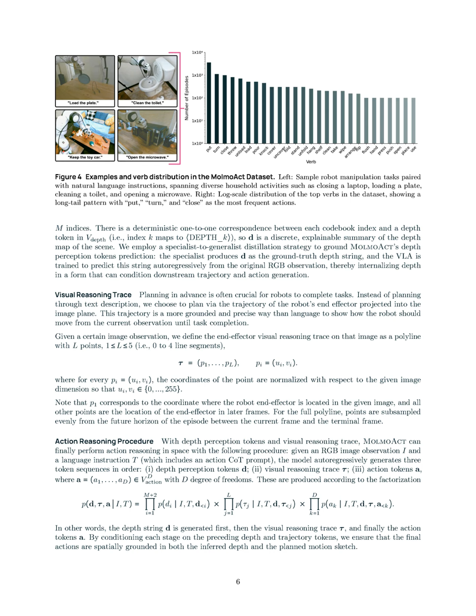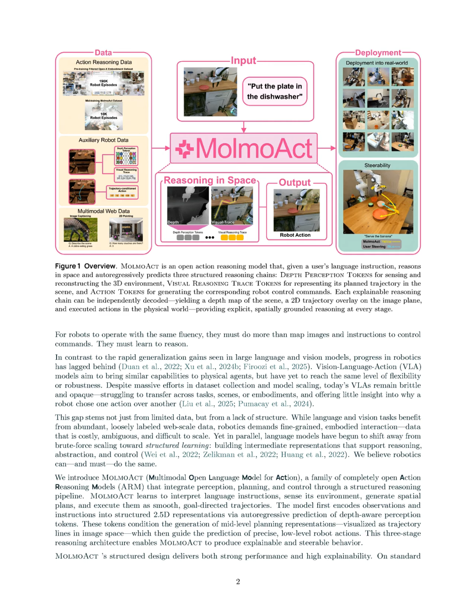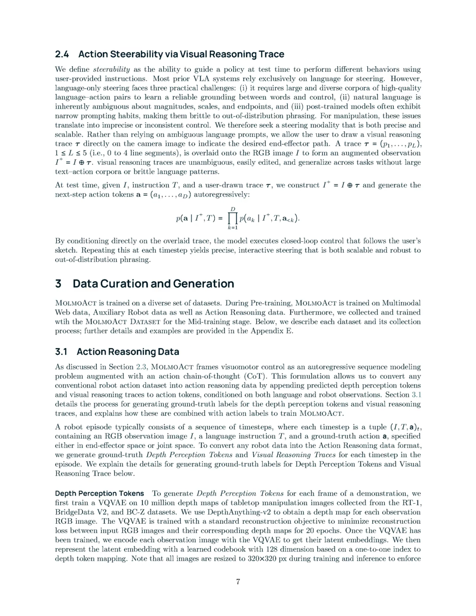Next, it produces a visual reasoning trace, which is a polyline representing the planned trajectory of the robot's end effector, ensuring that the motion is grounded in the spatial context of the image. Finally, based on the generated depth tokens and visual reasoning trace, MolmoAct predicts the action tokens that correspond to the robot's next control step. This sequence of generating depth perception tokens, visual reasoning traces, and action tokens allows MolmoAct to execute actions that are both spatially grounded and contextually relevant, enhancing its performance in robotic manipulation tasks.